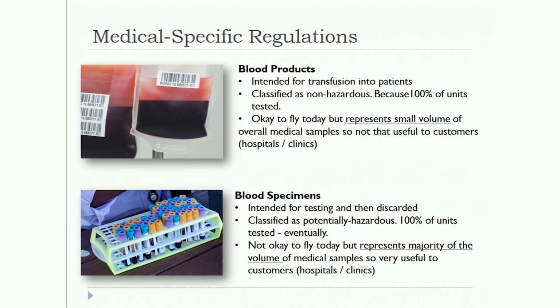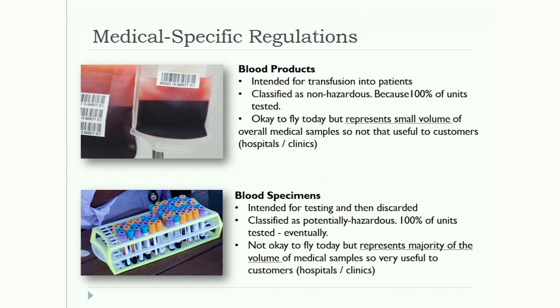The first is blood products, which are intended for transfusion into patients, and they're classified as non-hazardous because 100% of units are tested. So in theory, based on the hazardous designation, they are okay to fly today, but they represent a relatively small volume of the overall medical samples. So to my mind, it's not that useful to potential customers, meaning if a hospital wants to fly medical samples, it's not that useful to them to only fly the blood products.